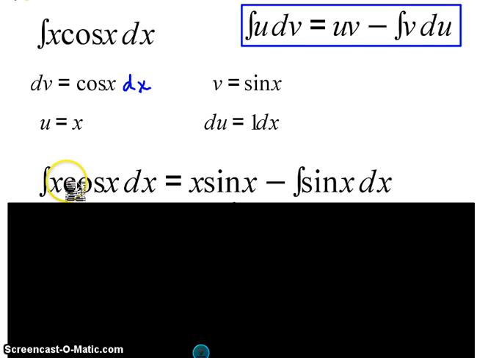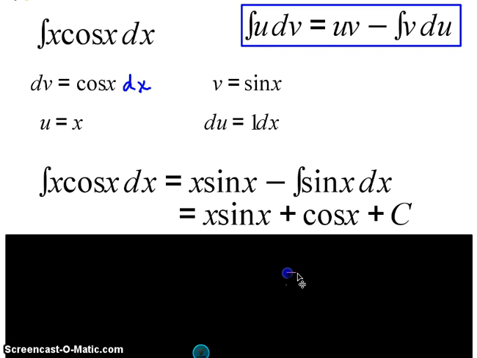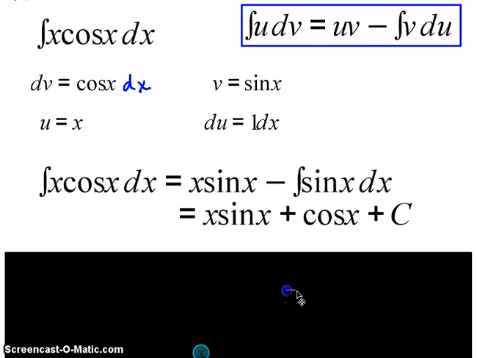So again, we have our u dv equal to uv, so there's our u, there's our v, minus the integral of sine x dx. Now again, we're hoping that this right here is something that we can take the integral of that fits one of those basic integral rules. And in this case, it does. And that is our answer.